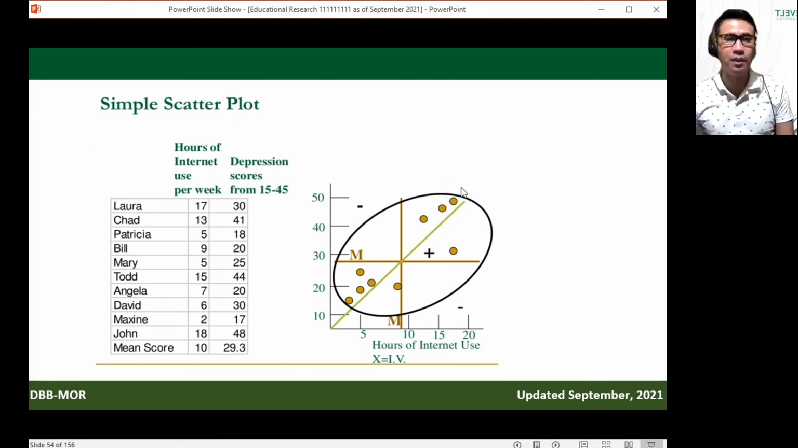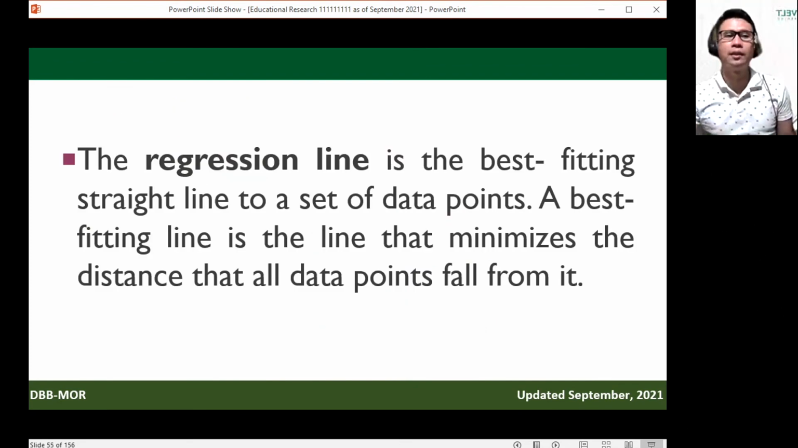Example of a simple scatter plot where the hours of internet use per week is being correlated to the depression scores of the participants. So what you need to do is to take a look at the mean score and then try to compute. And the regression line, as you can see, the line here, I think what color is that? That's a regression line. It's not the X and Y axis, not the regression line. We call that the regression line. The regression line will tell you whether the line is positively correlated, negatively correlated, or not at all.